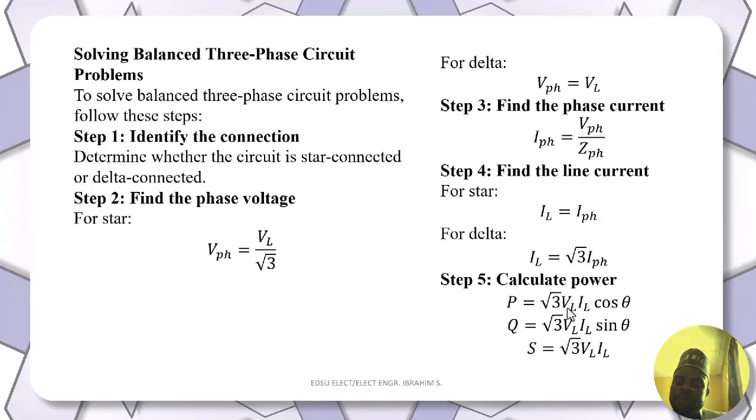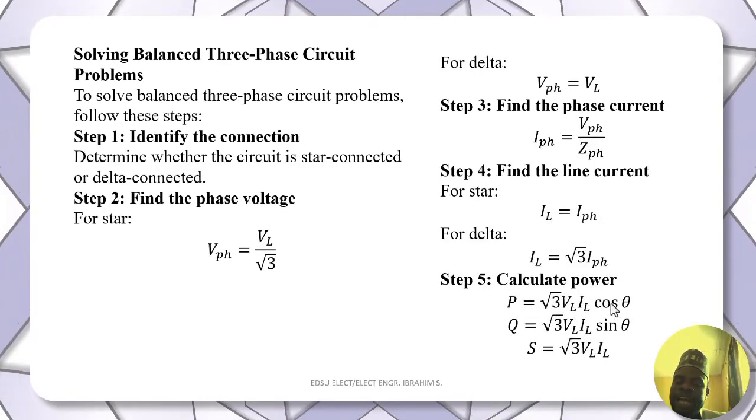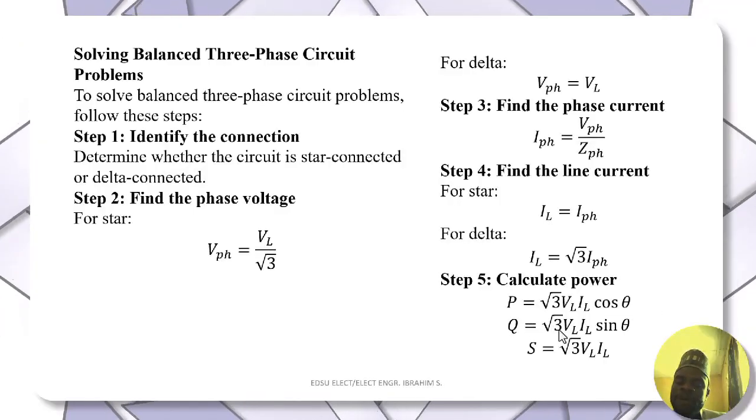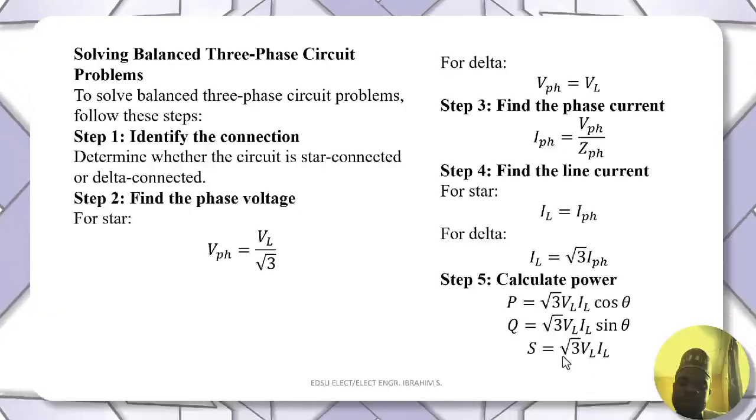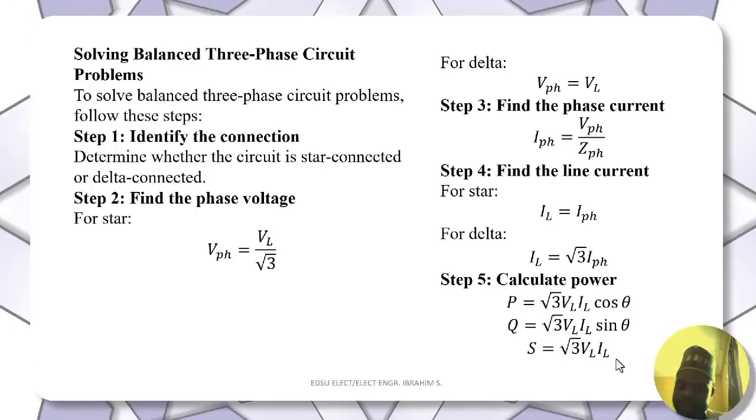We have our real power as √3 V line I line cos theta, while reactive power is √3 V line I line sin theta, while our apparent power is √3 V line I line.